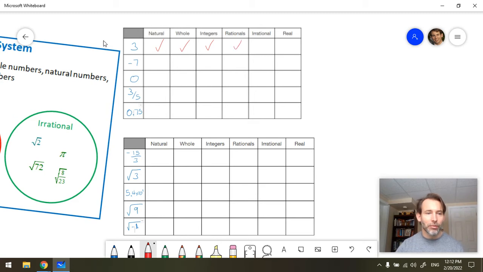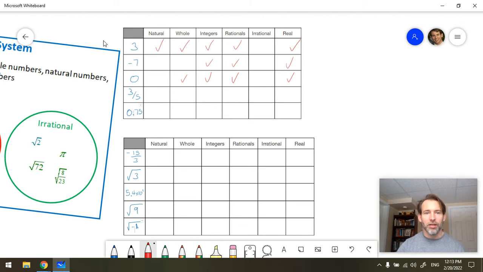Yeah, it's not an irrational because it can be written in a rational way, and it's part of the real numbers. So it's all of those. Negative 7, we didn't learn about that in kindergarten, so it's not natural or whole numbers, but it is an integer. It is a rational, and it is a real number. It's not irrational. 0, well, that only shows up in the whole numbers and the integers. It can be written as a rational, and it is a real number.